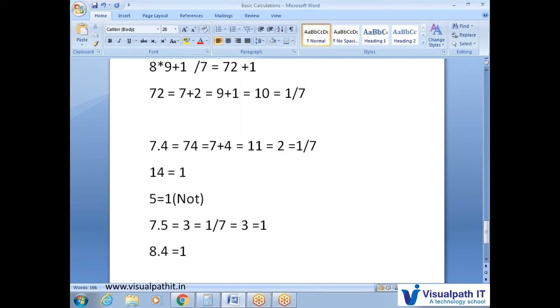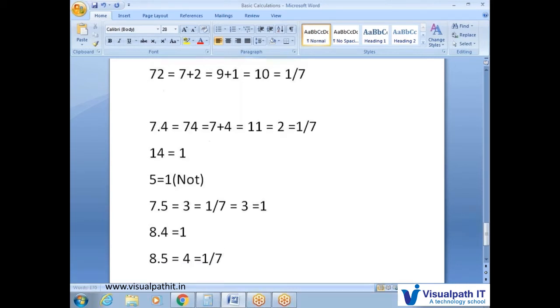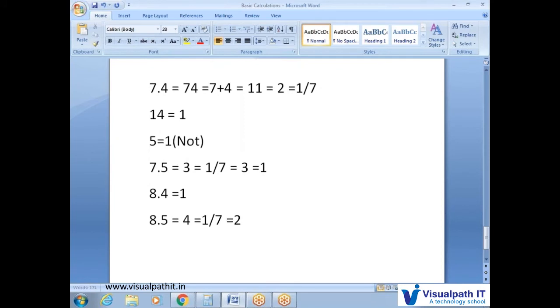And option D is 8.5, which means 85. 85 means 13. 13 means 1 plus 3, which is 4. 4 is equal to 1 by 7? Same cross multiplication: 4 7s are 28 equal to 1. 28 means a double digit number, so 2 plus 8 is 10. 10 is a double digit number, so 1 plus 0 is 1. So 1 equal to 1. LHS is equal to RHS. So option D is the correct answer.